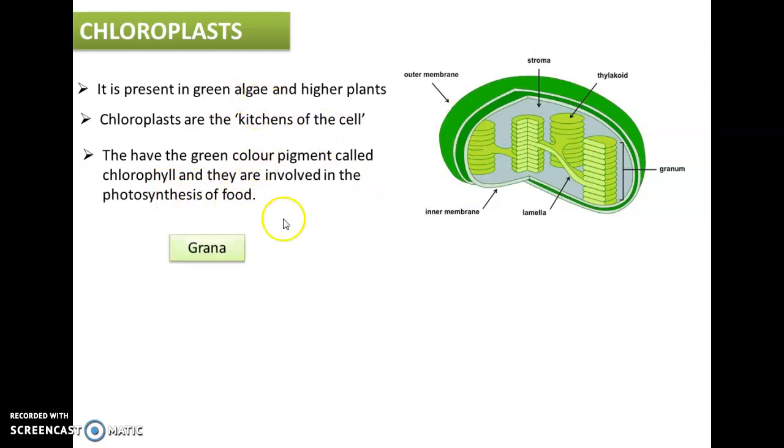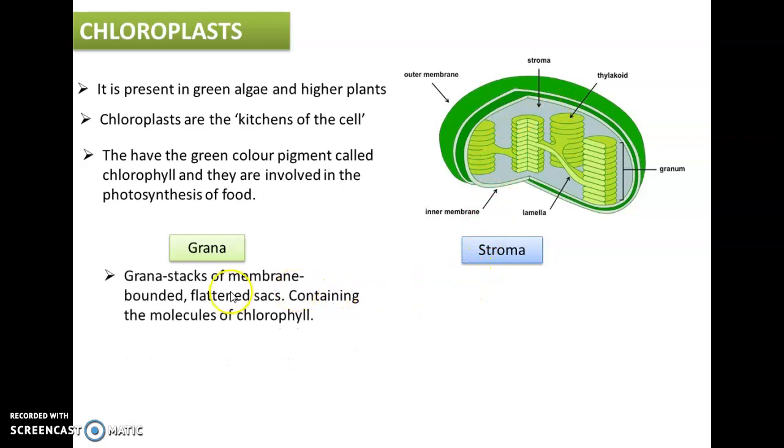So let us see the structure of chloroplast. Here we will see the coin-like structures placed one over the other, called grana, and the liquid which is filled in the chloroplast is called stroma. We'll discuss one by one. The grana are stacks of membrane-bounded and flattened sacs, containing the molecules of chlorophyll. So it is green because the grana contain the pigment called chlorophyll.